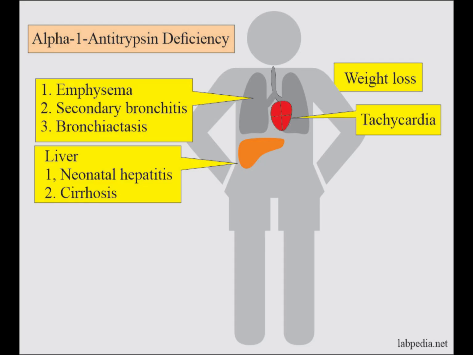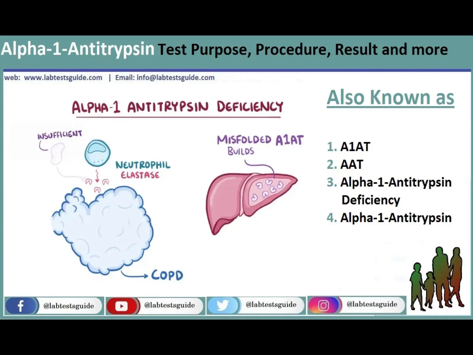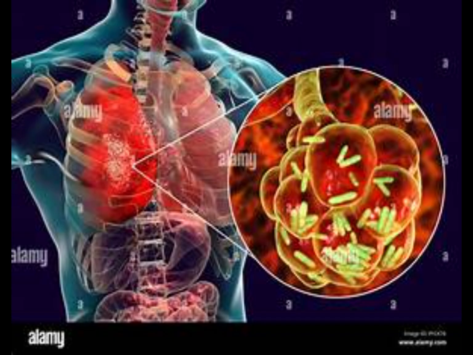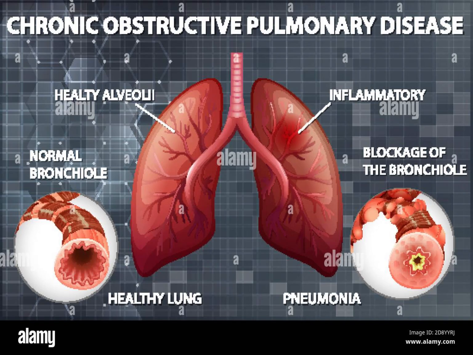Genetic factors. A rare genetic disorder called alpha-1 antitrypsin deficiency can predispose individuals to COPD. This genetic mutation results in a lack of a protective enzyme, leading to lung damage. Respiratory infections. Frequent respiratory infections during childhood can contribute to the development of COPD later in life.